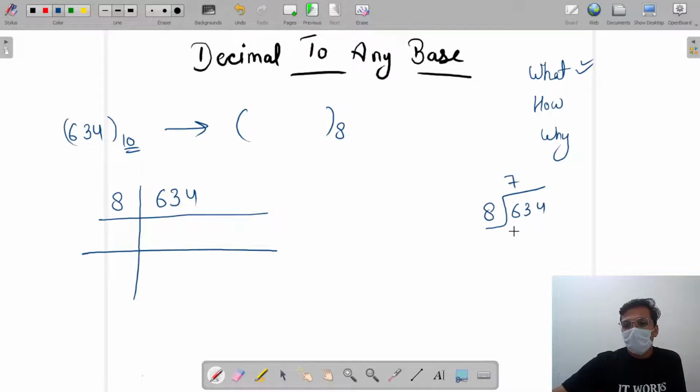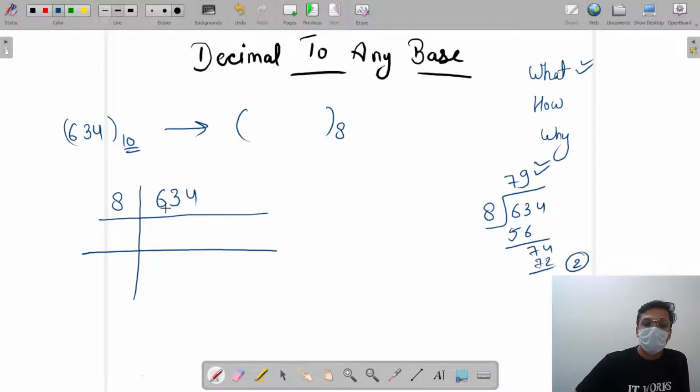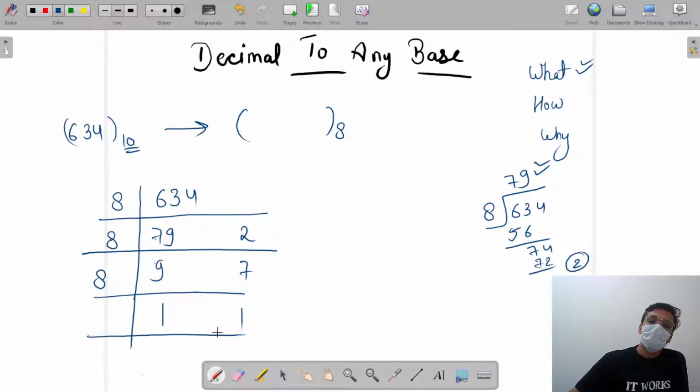When we divide 634 by 8: 8 7s are 56, 74, 8 9s are 72. So we get our remainder as 2 and quotient as 79. After that, when we divide this number by 8 again, we get our quotient as 9 and remainder as 7. Then when we divide by 8, we get quotient 1 and remainder 1. At last, our number becomes 0 and our remainder is 1.